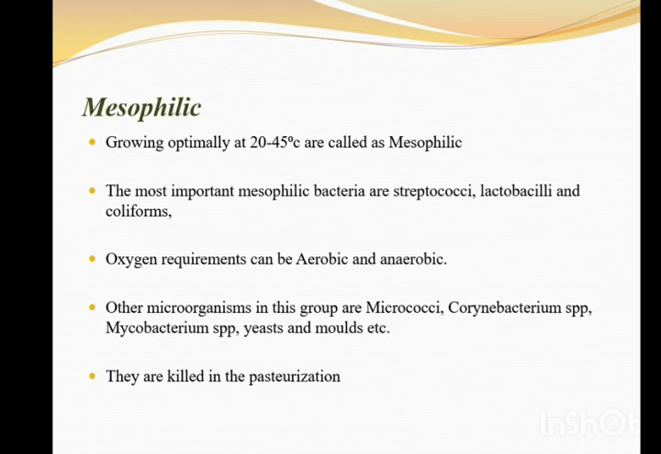Mesophilic bacteria are those which grow optimally at 20 to 45 degrees Celsius. The most important mesophilic bacteria are streptococci, lactobacilli, and coliforms. The oxygen requirements can be aerobic and anaerobic. The other microorganisms in this group are micrococci, Corynebacterium species, Mycobacterium species, yeasts, and molds. They are killed in pasteurization.